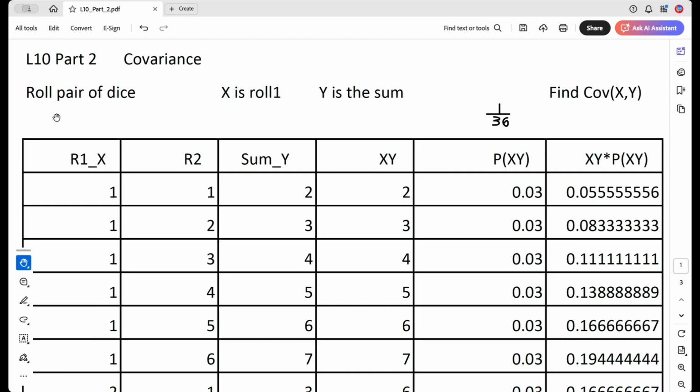Now, the x and y variables are defined as follows. X is the value of the first roll, and y is the sum of the values. And we're going to look at the relationship between those two variables. Roll 1, x, and y is the sum.